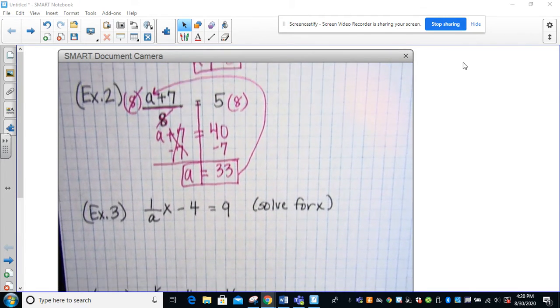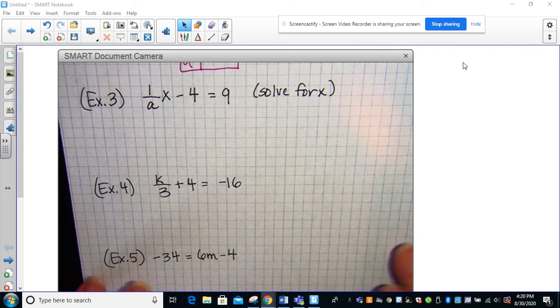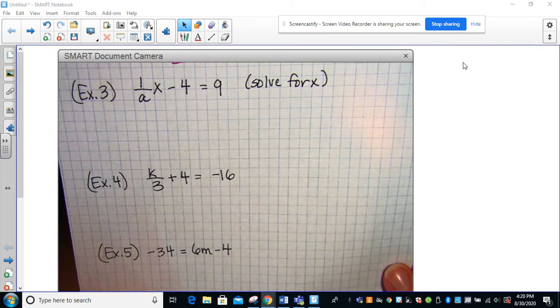Example 3, I'm going to skip for just a second because it's a little bit more complicated. And I'm going to go on to example 4.